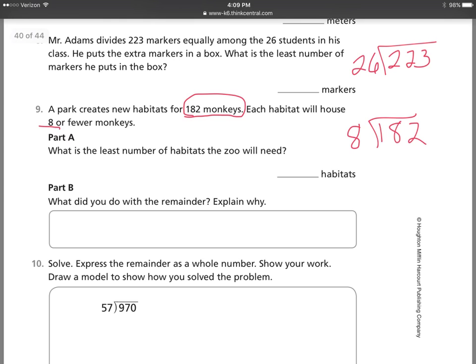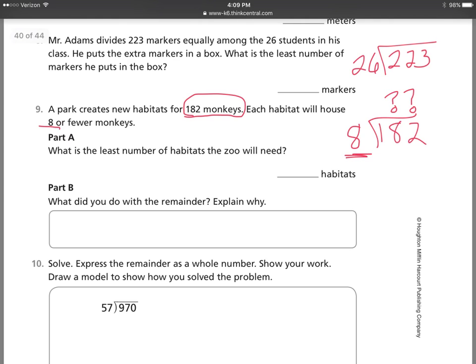It's very unlikely that when you're finished with this, you'll end up with no remainder. You may have a monkey left over, or 2 monkeys left over, or you may have up to 7 monkeys left over. You should not have 8 or more monkeys left over. If you have 8 or more, then you should have built another pen for them. So the answer would become your quotient up here.